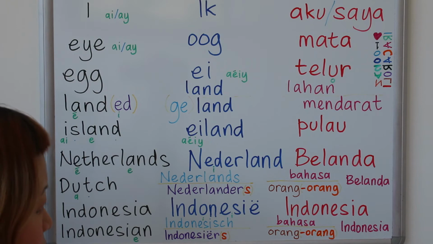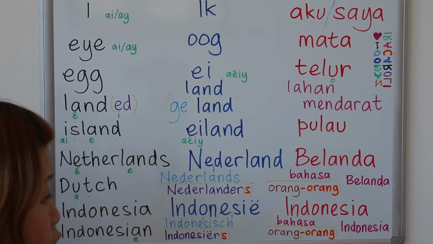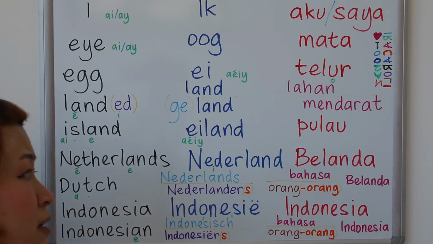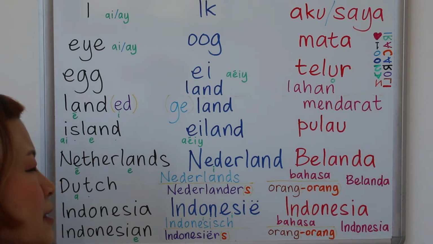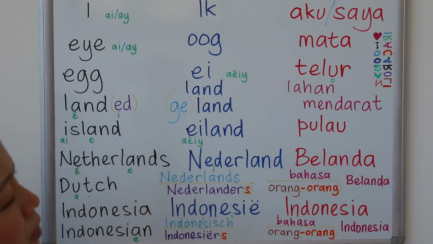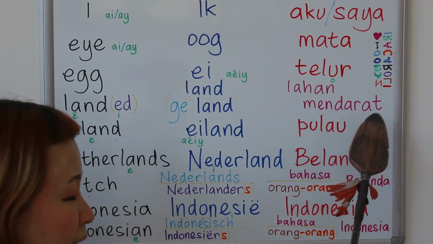Land, whether as verb or noun. In English, we just have one word for it, but in Indonesian, you have different words. As noun is lahan. But as verb, we have base or basic or original word, darat.